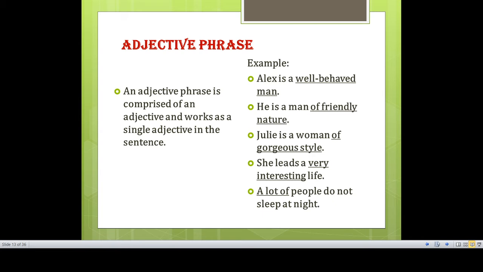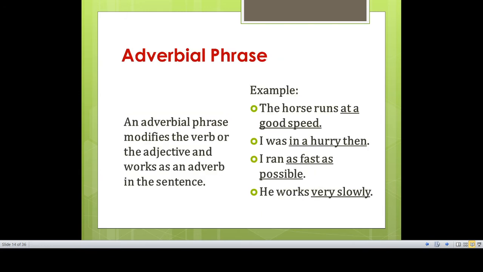She leads a very interesting life. Very interesting, again, is an adjectival phrase which acts as a single adjective. A lot of people do not sleep at night, as we all are awake these days. We are all awake late at night, right? So a lot of people, a lot of, a group of words again. So this is how an adjective phrase operates in a sentence.